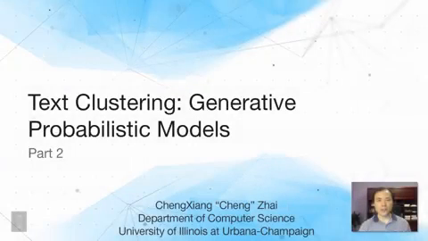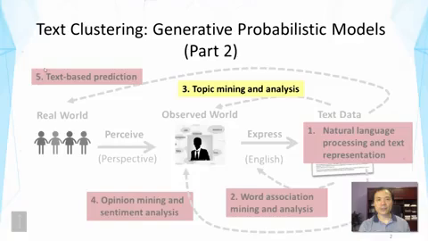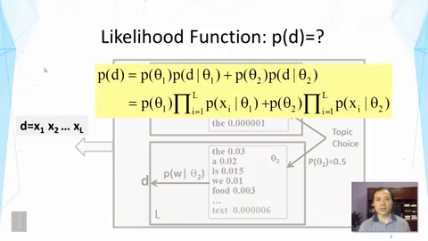This lecture is a continued discussion of generative probabilistic models for text clustering. In this lecture, we're going to continue talking about text clustering, particularly the generative probabilistic models. This is a slide that you have seen earlier, where we have written down the likelihood function for a document with two distributions in a two-component mixture model for document clustering.